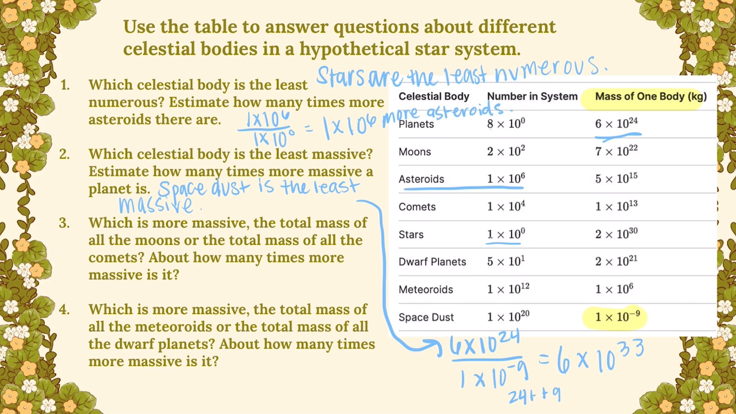Okay, looking at the next question, number 3. Which is more massive, the total mass of all the moons or the total mass of all the comets? About how many times more massive is it? And so we can look at the total mass of the moons. Here's the mass of just one body. So it's 7 times 10 to the 22nd. And then here we see that these are the numbers that they have in the system. That's how many moons there are.